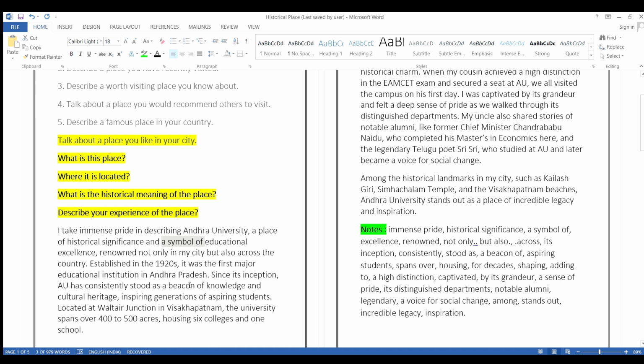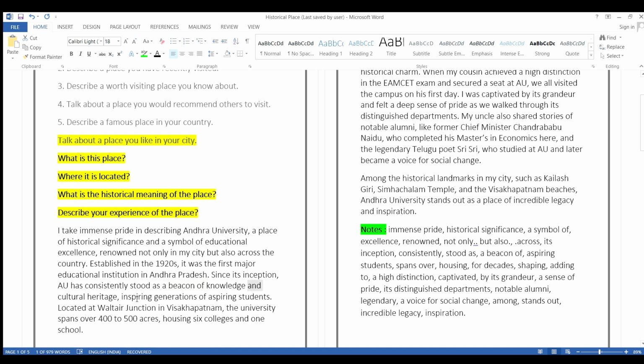The sample answer is not only giving you the structure but also emphasizing on teaching you good vocabulary. You learn the vocabulary and you present it in your own answer. The same vocabulary, children, can be used for your writing also. So here is the other phrase, which is a beacon of. That means it's a lighthouse of. It's a treasure of. Right. Knowledge and cultural heritage. Again using the word and.